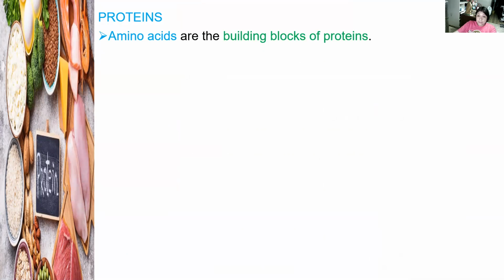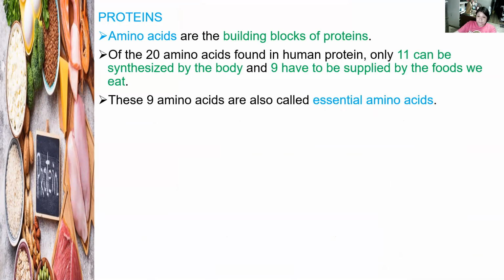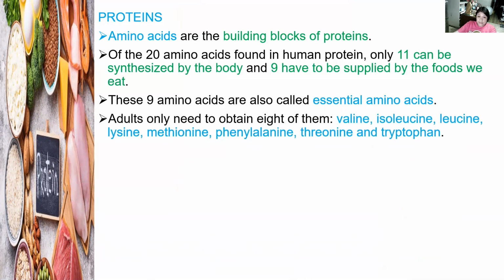Amino acids are the building blocks of proteins. Of the 20 amino acids found in human protein, only 11 can be synthesized by the body and 9 have to be supplied by the foods we eat. These 9 amino acids are also called essential amino acids. Adults only need to obtain 8 of them.